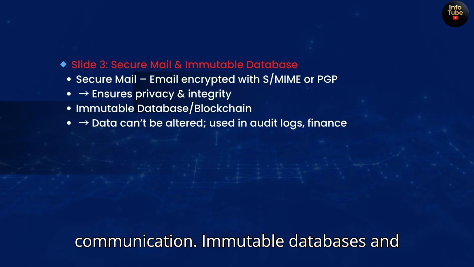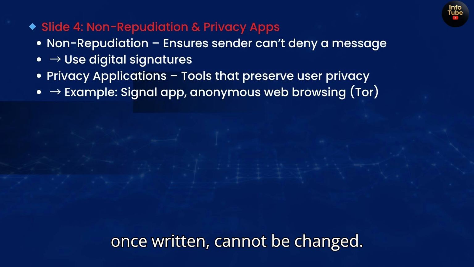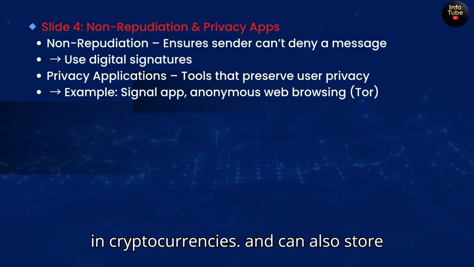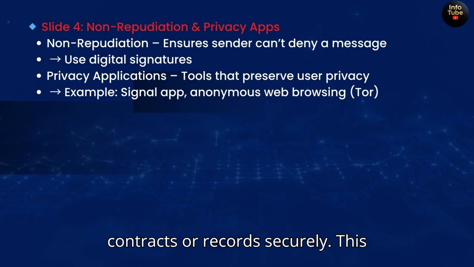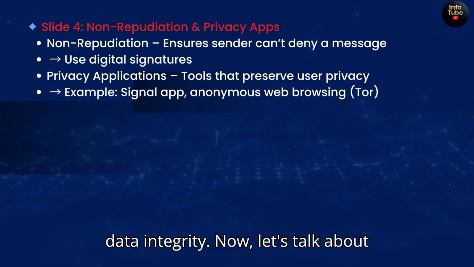Immutable databases and blockchain. These are systems where data, once written, cannot be changed. Blockchain is a great example. It's used in cryptocurrencies and can also store contracts or records securely. This immutability prevents fraud and supports data integrity.